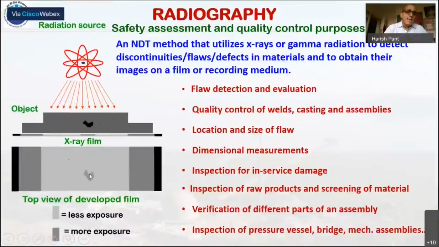And you can see that there is some spot on this film. Actually, this spot is nothing but a void. It means inside this object there was a void, which was reflected on this photographic plate after the development. So this is the procedure.